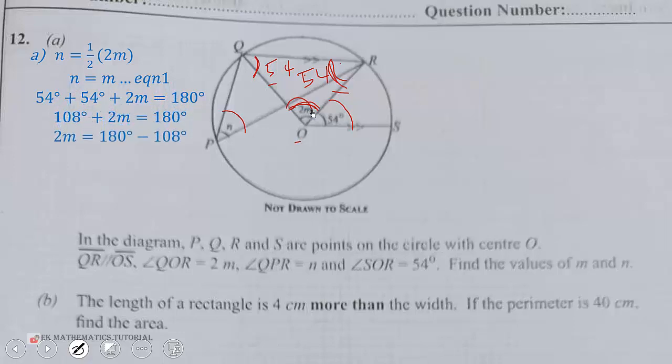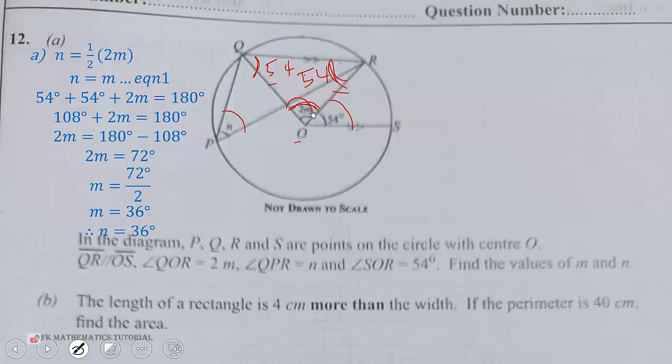So 2M will be equal to 180 minus 108 degrees. And that will give us 2M to be 72 degrees. If you divide both sides by 2, we get M to be 36 degrees. For that matter, N equal M means that N is also equal to 36 degrees. We are done with the A part.